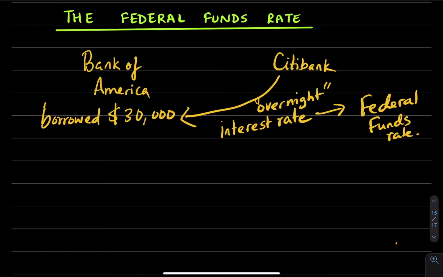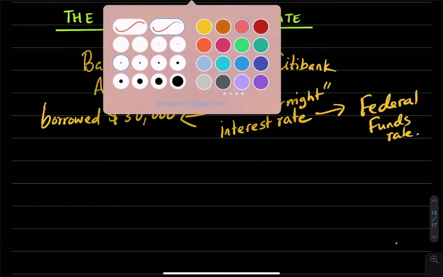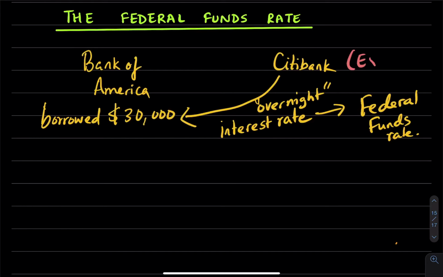So the idea here is that banks that have insufficient reserves can always borrow from banks that have excess reserves. So in this example, perhaps Citibank has some excess reserves, and Bank of America has insufficient reserves. And so this transaction would take place.